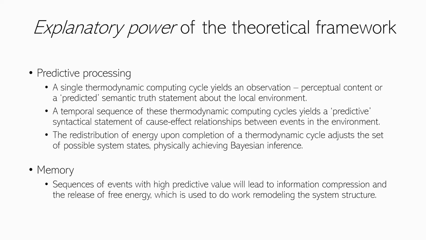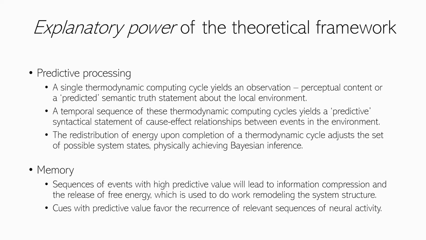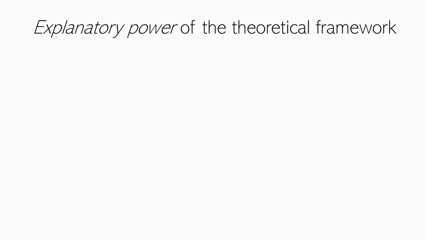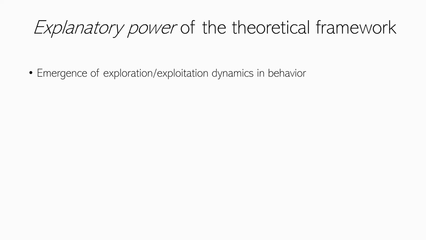Sequences of events with high predictive value will lead to information compression and the release of free energy, which is then used to do work remodeling the system structure. And cues with predictive value favor the recurrence of relevant sequences of neural activity. These are thermodynamically favored pathways. And so what we end up with is the emergence of exploitation dynamics in behavior.